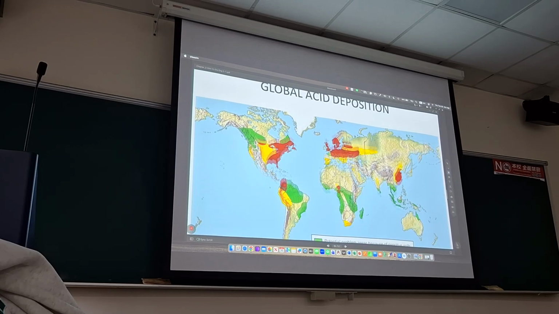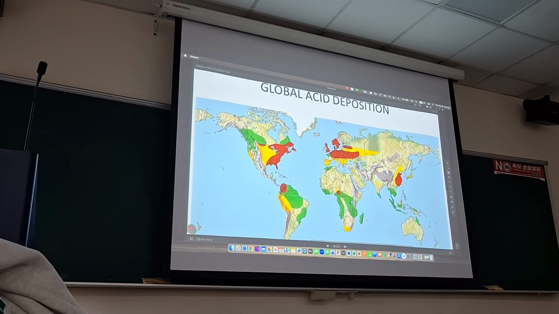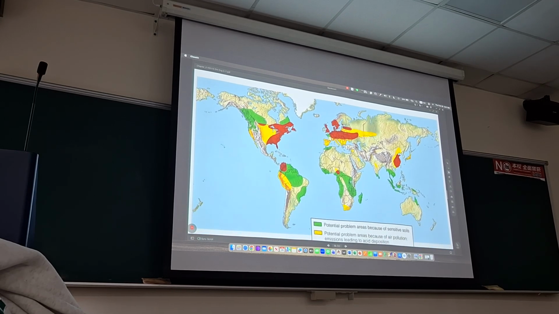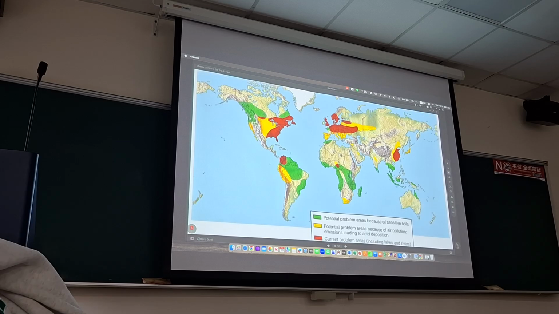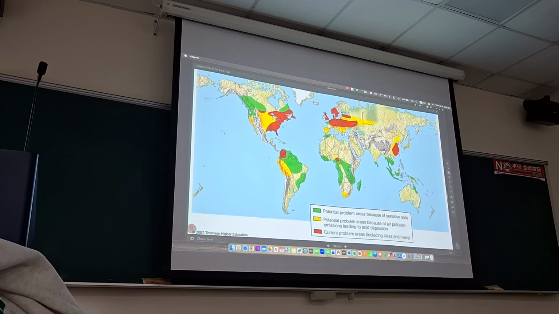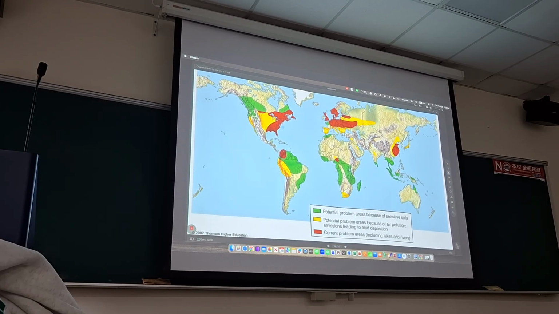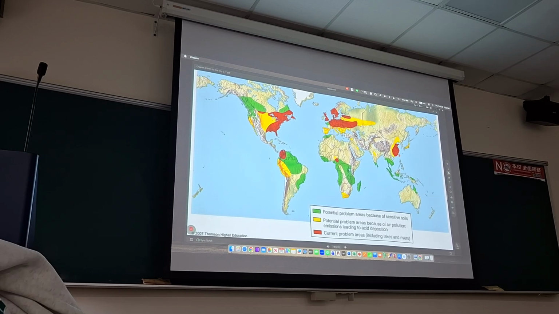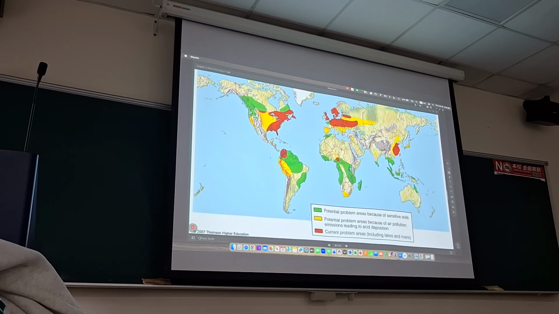So this is the map showing global acid deposition. The red areas mean the most affected areas. Taiwan is here. I think Taiwan should be red as well.